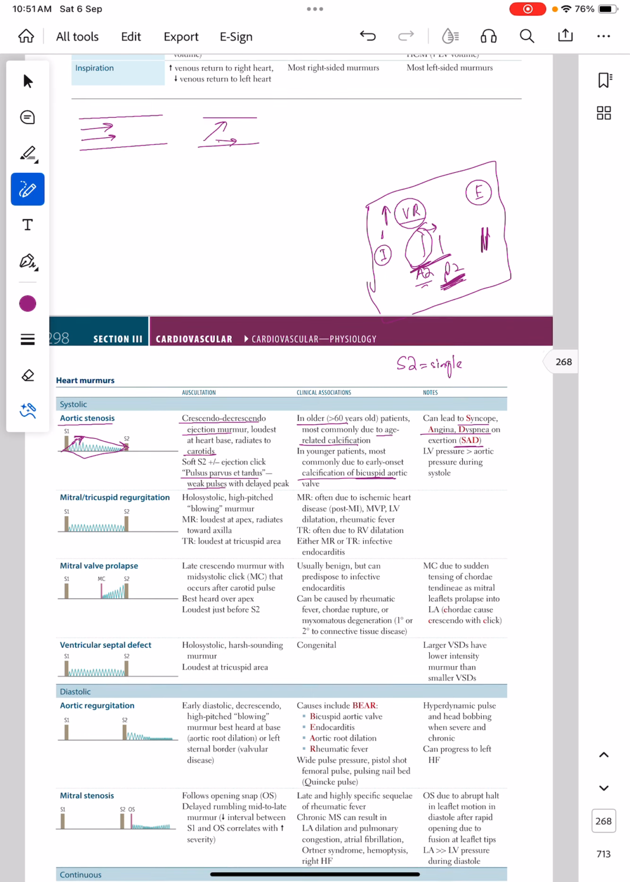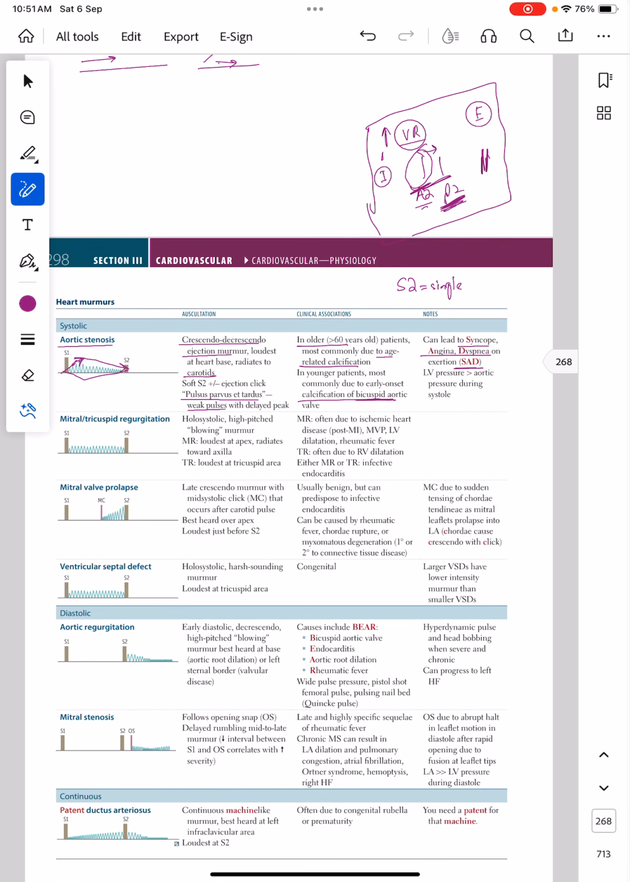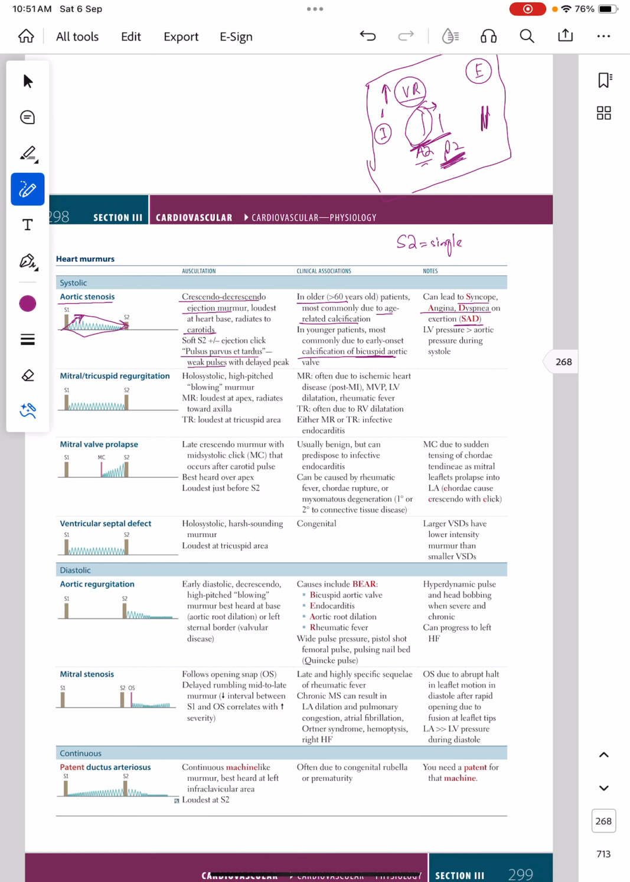So what kind of murmur is in aortic stenosis? Crescendo decrescendo ejection systolic. It radiates towards the carotids, and then there is a soft S2 or a single S2. Now let's discuss the second murmur, mitral or tricuspid regurgitation. It produces a holosystolic high pitched blowing murmur. Holosystolic means that the murmur is there throughout the systole. It starts at S1 and ends at S2. It is called holosystolic, a high pitched blowing murmur.